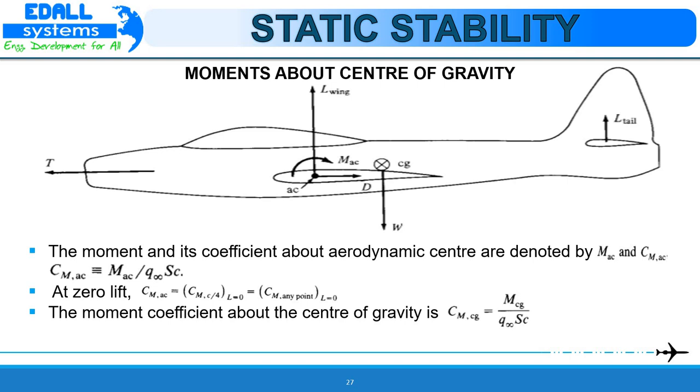The moment coefficient about the center of gravity is defined as C_m,CG equals the moment about the center of gravity divided by the dynamic pressure, wing area, and wing chord. Combining the preceding concepts, an aeroplane is in equilibrium in pitch when the moment about the center of gravity is zero. That is, when the coefficient of moment about the center of gravity is equal to zero, the aeroplane is said to be trimmed.